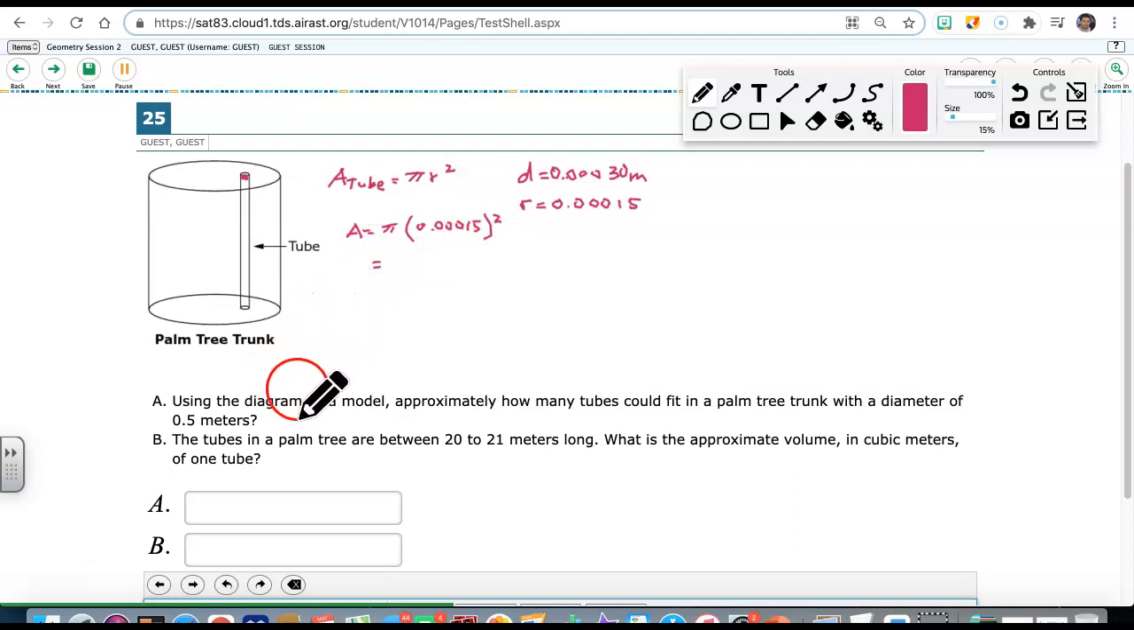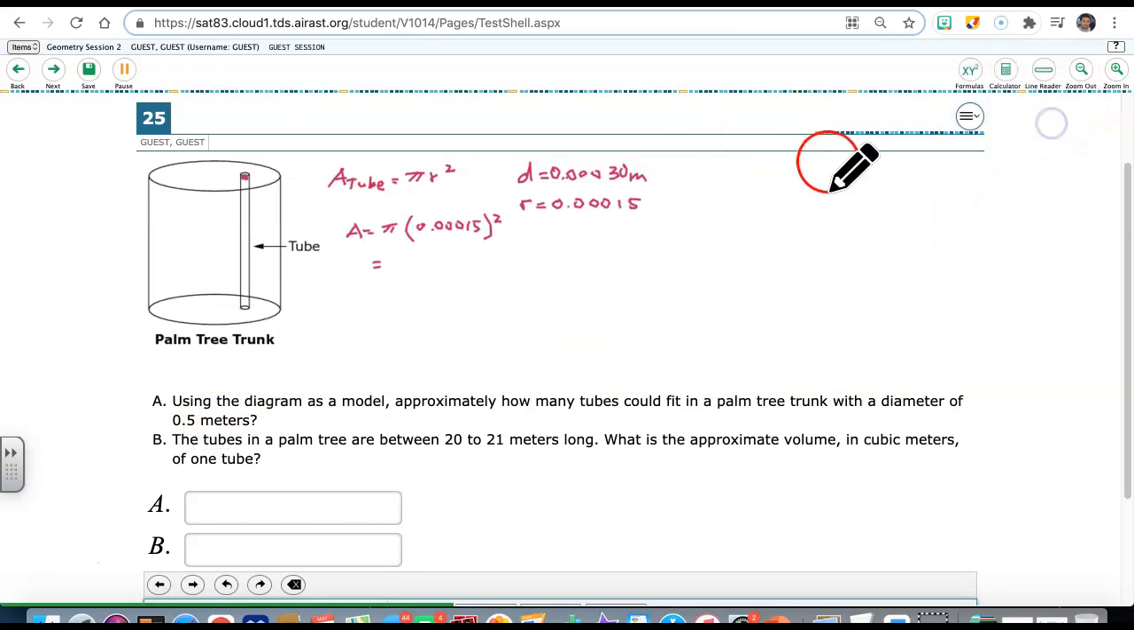Now, they asked me how many of these fit in my trunk. So let's do the trunk with blue. Okay, I'll do the math in a minute. The area of a trunk is the same thing. It's a circle, so it's pi r squared. But they didn't give you the radius, they gave you the diameter, which is 0.5 meters. Half of 0.5 is 0.25. So pi times the radius to the second power. If you notice, for the tube I have pi, and for the trunk I have pi, so I'm not going to use pi, I'm just going to find the decimal.